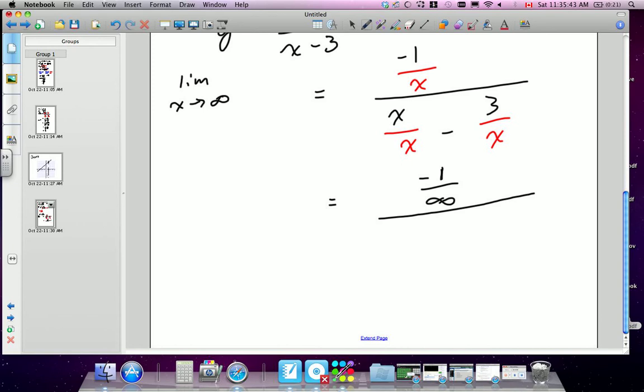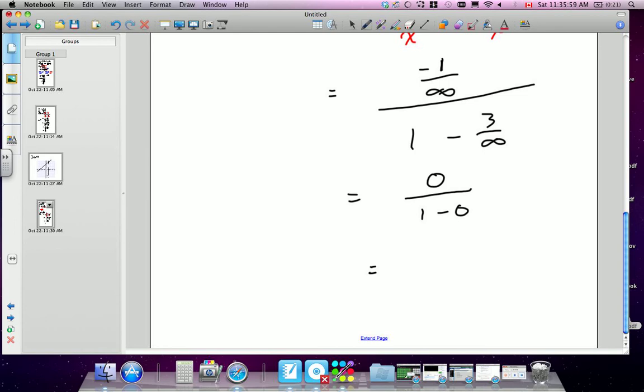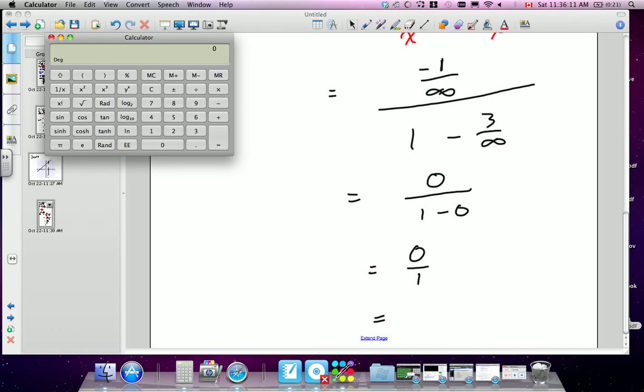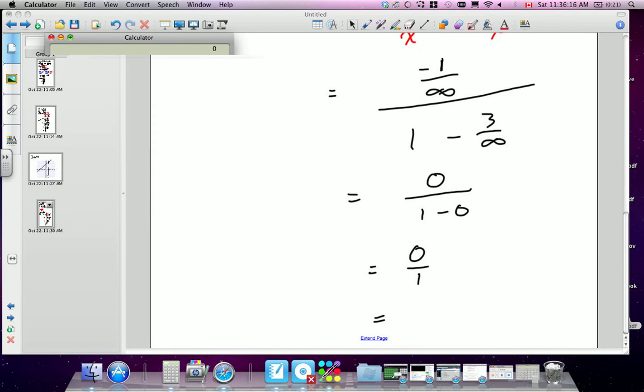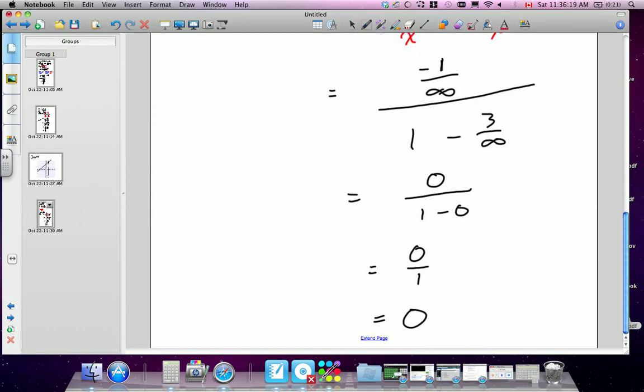What number is that going to give us? 1, okay? And this one, 3 over infinity. Whenever we're dividing a constant number by infinity, it's essentially going to be 0. So we end up with 0 over 1 minus 0. What do we get? 0 over 1. Which is? Do you know what it is when you divide it? Let's get a calculator. So this makes sense to you, okay? 0 divided by 1 equals? 0. Yeah. So your horizontal asymptote is at 0.